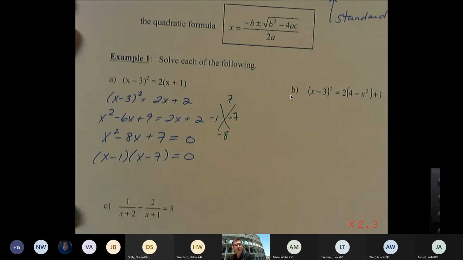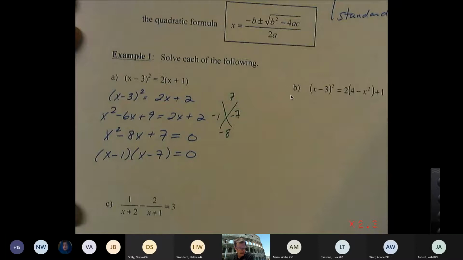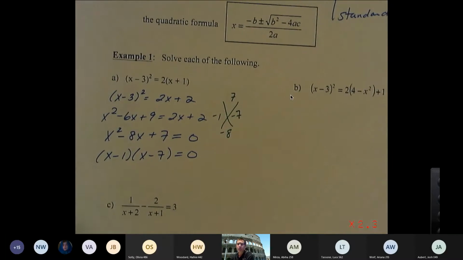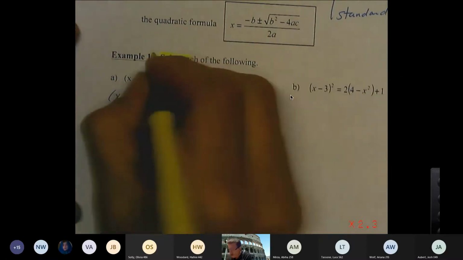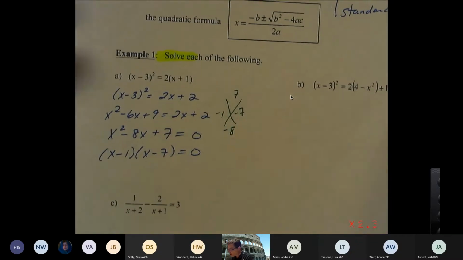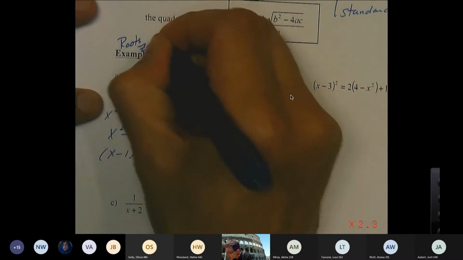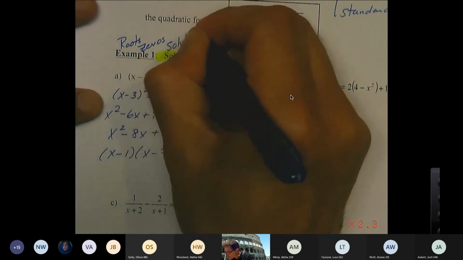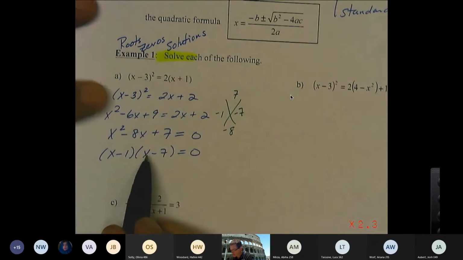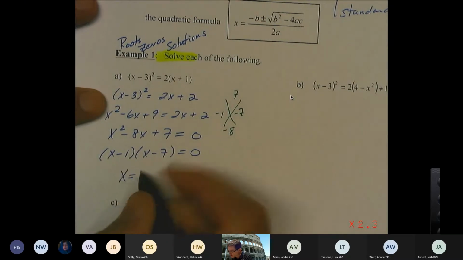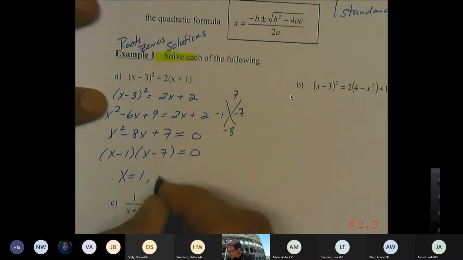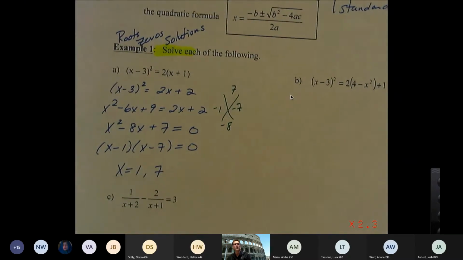So those are the factors, but they're not the roots. And someone asked me after the Kahoot, how do you know what you're looking for? Solve. Solve means find the roots. Find the zeros. Find the solutions. Those are factors. So the roots, the zeros, the solutions are x equals 1 and x equals 7. And that's all there is to it. That is a grade 11 type question. Fairly straightforward one, but a grade 11 question nonetheless.